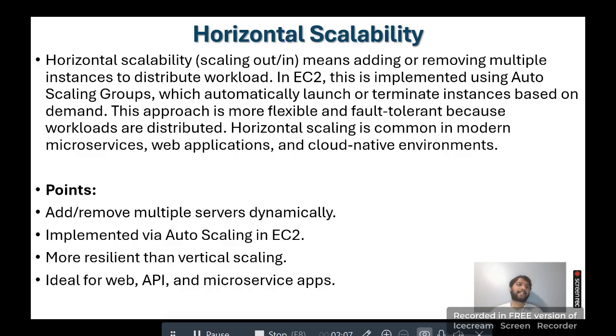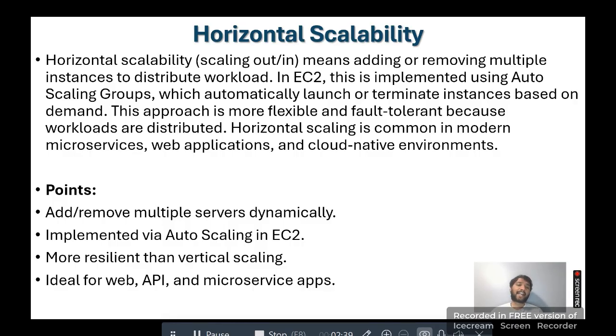Horizontal scalability. Horizontal scalability means adding or removing multiple instances to distribute workload. In EC2, this is implemented using an auto scaling group, which automatically launches or terminates instances based on demand. This approach is more flexible and fault tolerant because the workload is distributed. Horizontal scaling is common in modern microservices, web applications and cloud native environments.